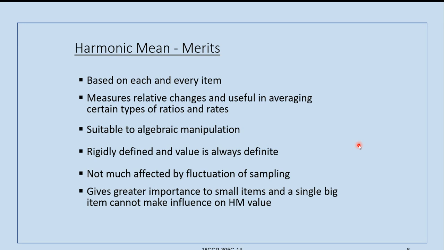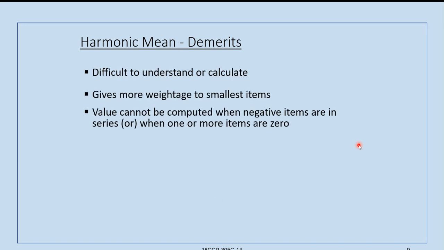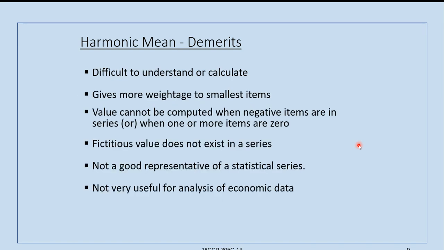Here, one limitation, that is demerit, is again the series should not contain any zero, as in the case of geometric mean. Negative value or zero should not be there. It is difficult to understand and calculate. Again, in geometric mean also we have seen this demerit. But as I said, if you understand the meaning thoroughly, definition thoroughly, and procedure thoroughly, it is very easy. In this case also, it is very easy.